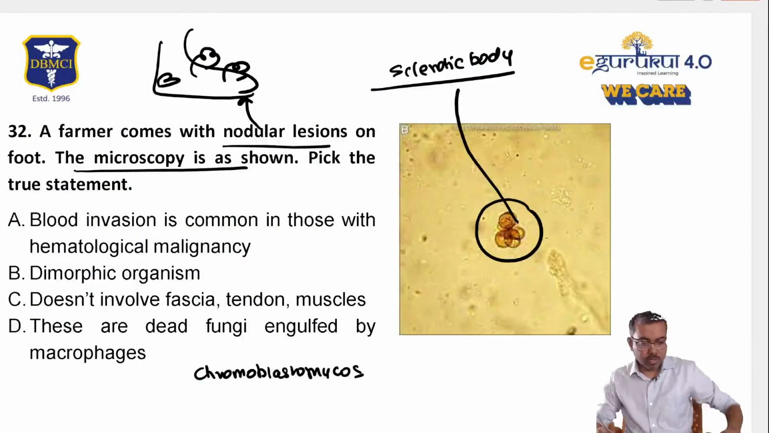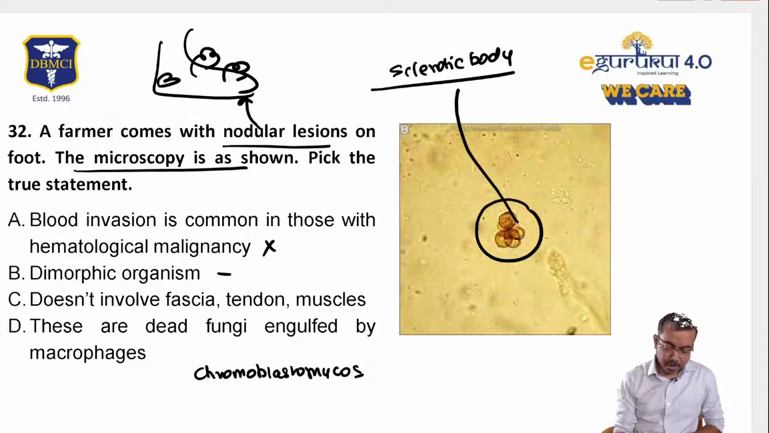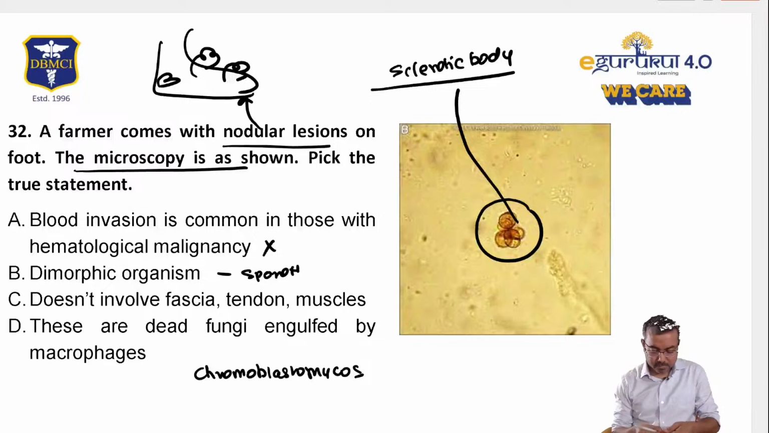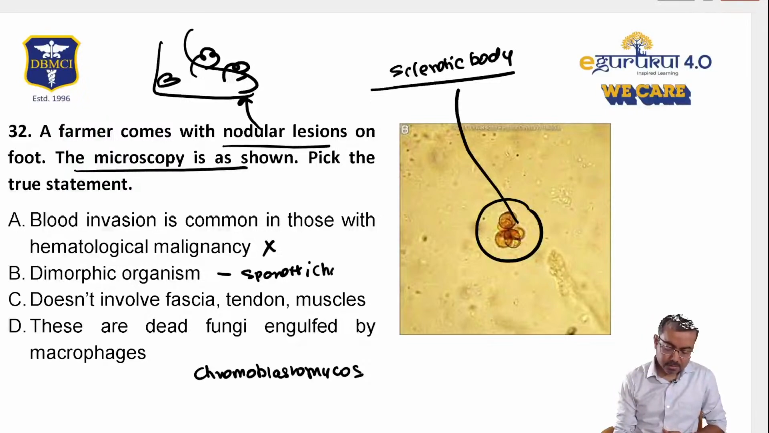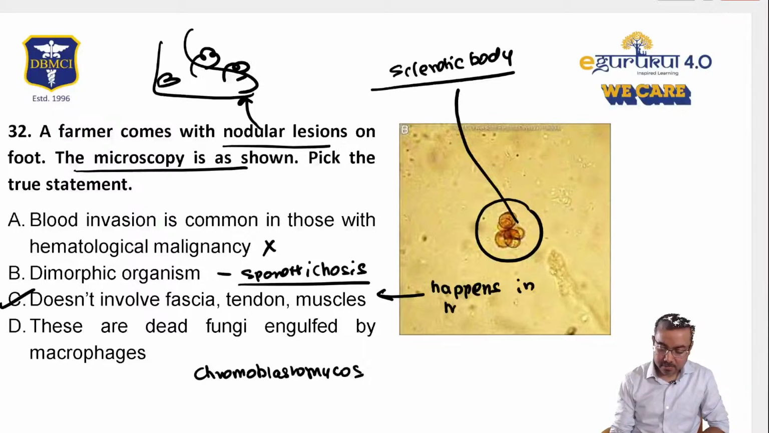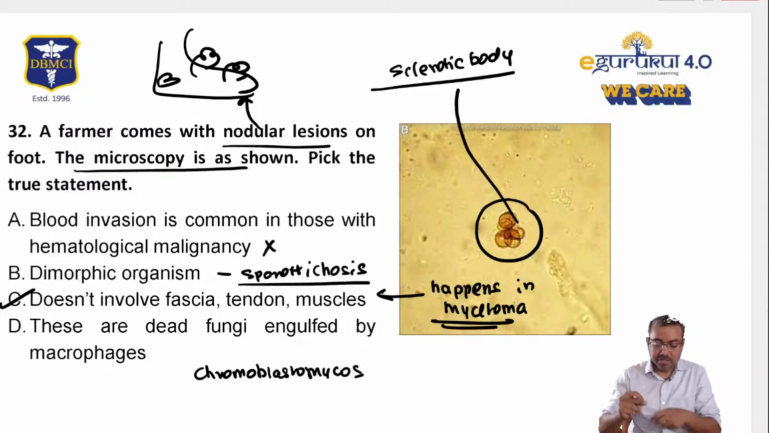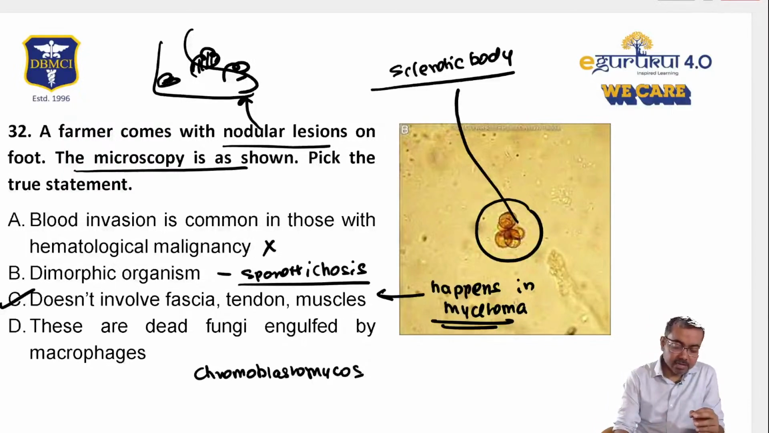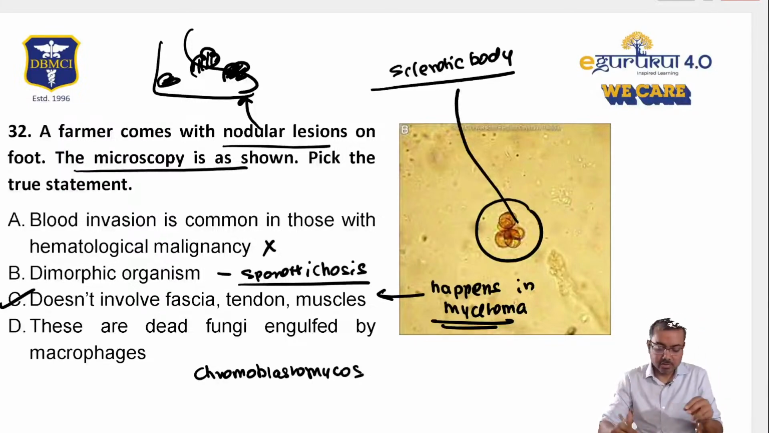Okay, sorry for that. Now answer, see this now. Blood invasion is common in those with malignancy, no. Dimorphic is where you'll talk about sporotrichosis. This is sporotrichosis, a dimorphic fungus, right? This is not sporo, right? So answer should be this. Because interestingly, this happens in mycetoma. Remember this. Invasion of fascia, tendon, muscles is very typical for mycetoma. In chromo, you don't have any invasion of underlying structures. Slightly tough question this actually. So the answer is going to be the third. Dimorphic, you're not thinking of sporotrichosis. Fascia, tendon, muscles is usually seen in mycetoma. Okay, clear?